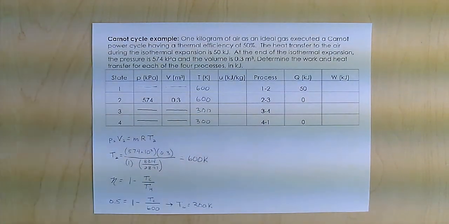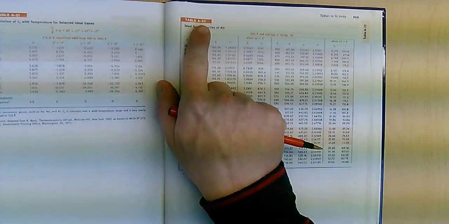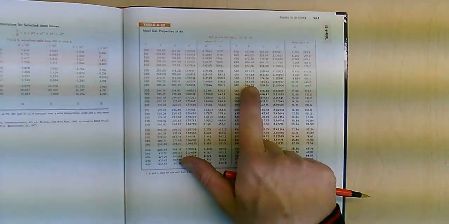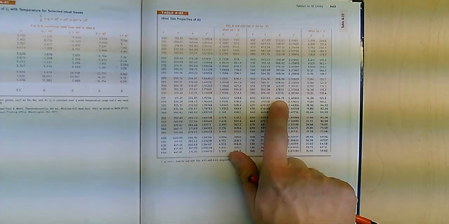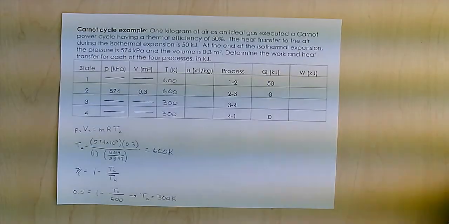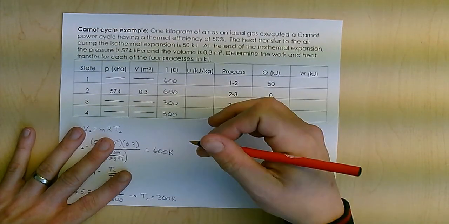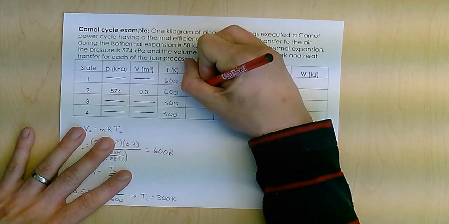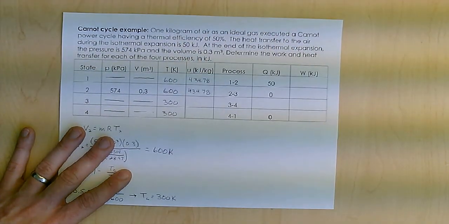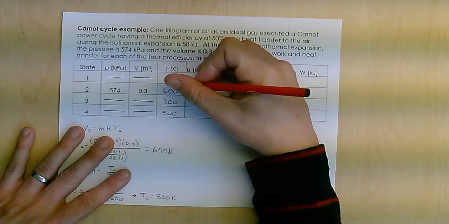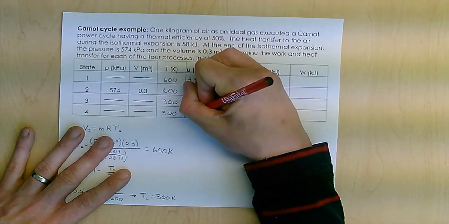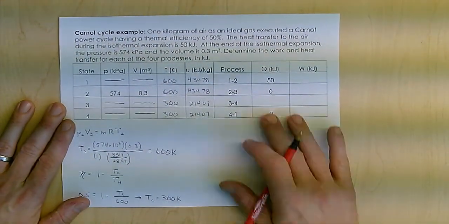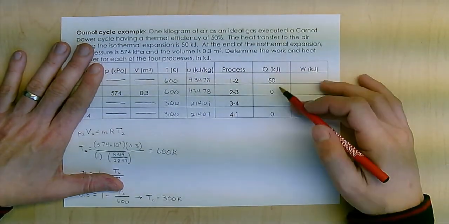Now I can look up the U values for 600 and 300. This is air, so I go to my air table, table A22. I go down to 300, and I see U at 300 is 214.07, and U at 600 is 434.78. So I can jot those numbers in right here. I've set my states now, I found all my U values. Now I just need to go through and calculate my first law equation, or calculate my works and my heat.